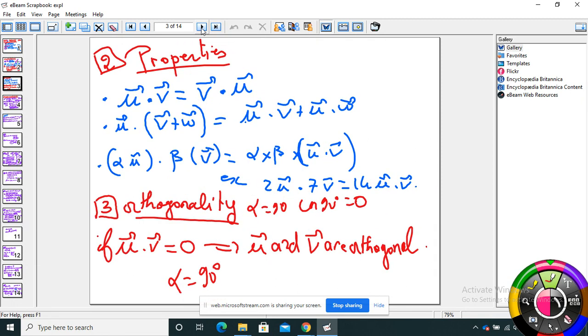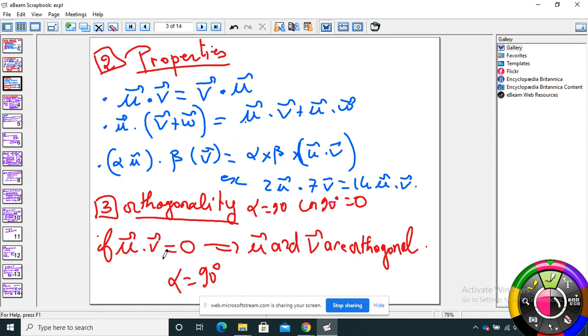Properties, very easy properties. U dot V equals V dot U. U dot (V plus W), meaning I am distributing, is U dot V plus U dot W. If you are multiplying, for example, alpha U dot beta V, if I do 2U dot 7V, it's the same as 2 times 7, meaning 14 U dot V. Now how do we prove that the vectors are orthogonal, meaning perpendicular, meaning how do you prove that alpha is 90 if the dot product is 0? Because when I have angle 90, cosine 90 is 0 and it gives me dot product is 0.